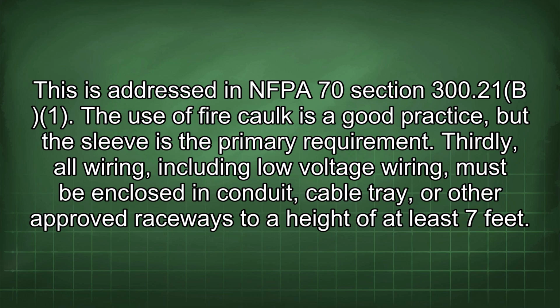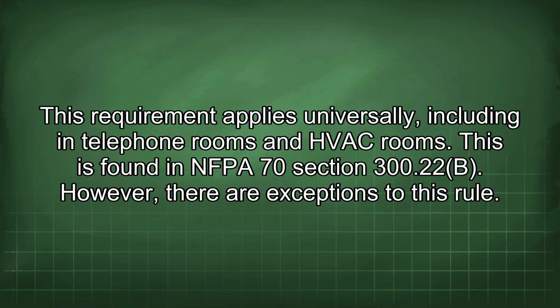Thirdly, all wiring, including low voltage wiring, must be enclosed in conduit, cable tray, or other approved raceways to a height of at least 7 feet. This requirement applies universally, including in telephone rooms and HVAC rooms. This is found in NFPA 70 section 300.22(B). However, there are exceptions to this rule.